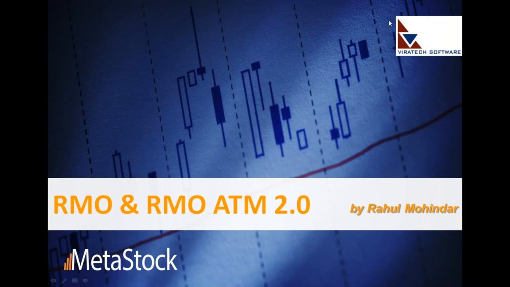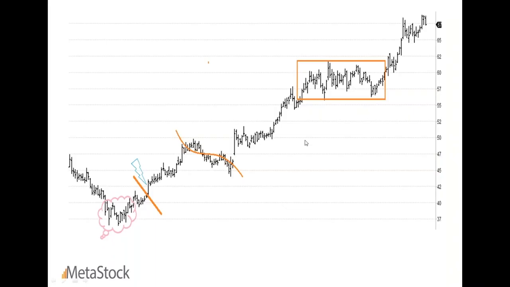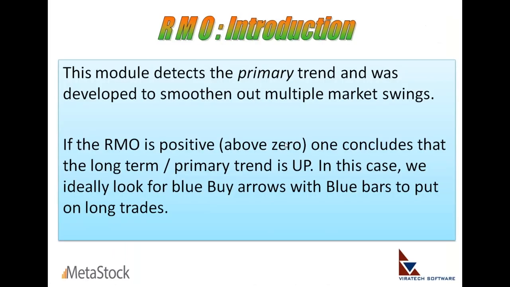So the RMO, in case you're wondering what does RMO stand for, it's actually the Rahul Mohindar Oscillator. That's how we got the name RMO. And when we look at the RMO, the idea is to help you simplify the trend. So the module detects the primary trend, and people often ask me, what is the primary trend to you?